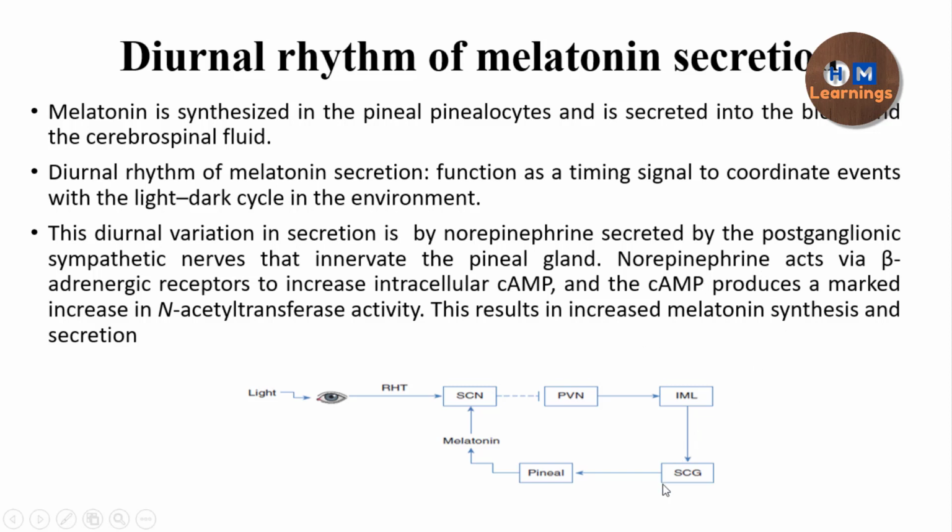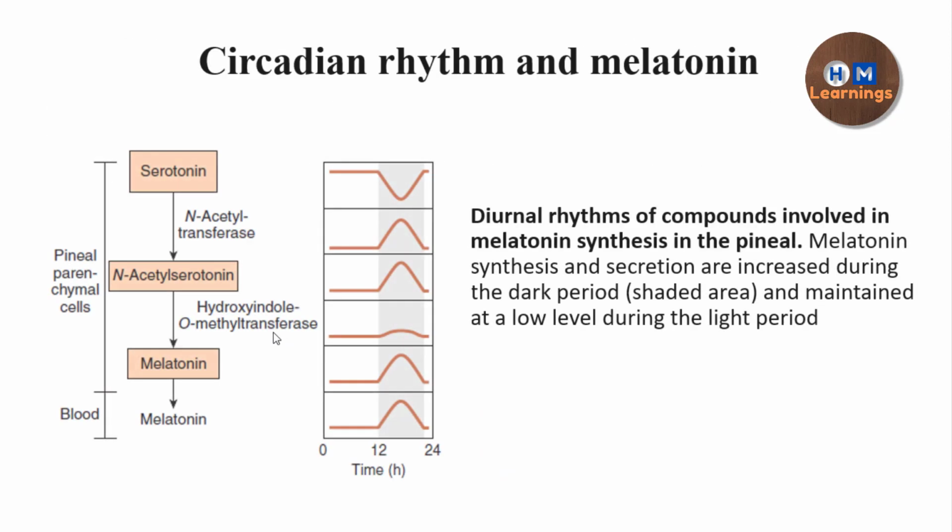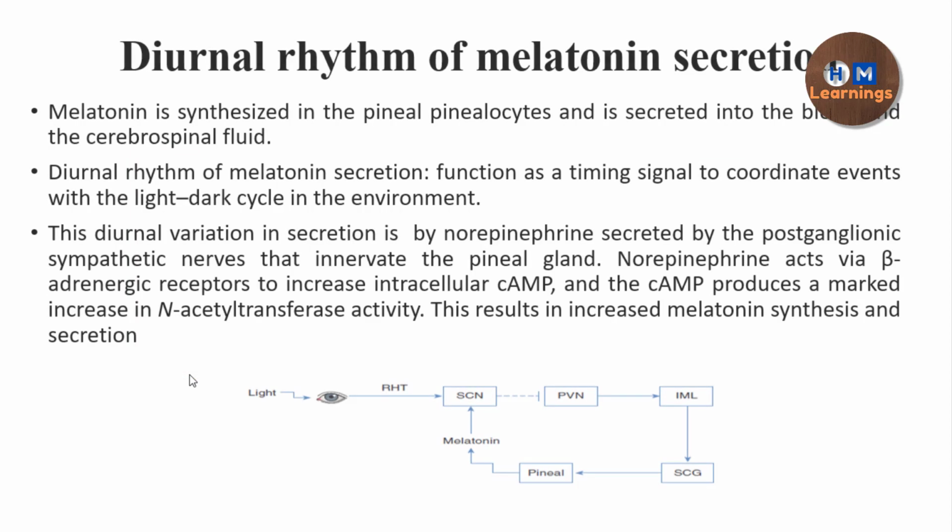So here what is happening is that the postganglionic neurons are releasing norepinephrine on the pineal gland, and it has the beta adrenergic receptors which are going to increase the cyclic AMP level, and cyclic AMP causes an increase in the N-acetyltransferase activity, which is going to increase the synthesis and secretion of the melatonin.